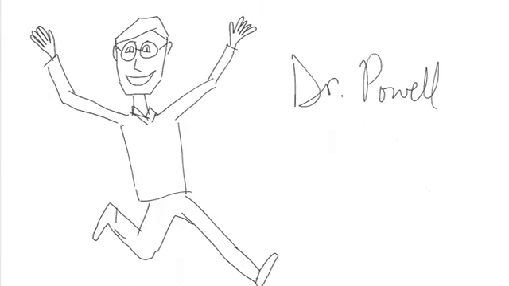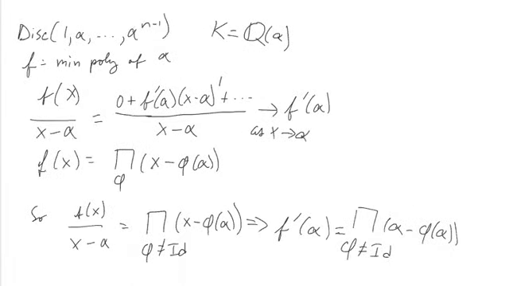Let's take a look at a derivation for a formula of the discriminant of a power basis for a number field, K, as an extension of Q. Okay, so we're going to let f be the minimum polynomial of alpha, where we're taking powers of alpha.